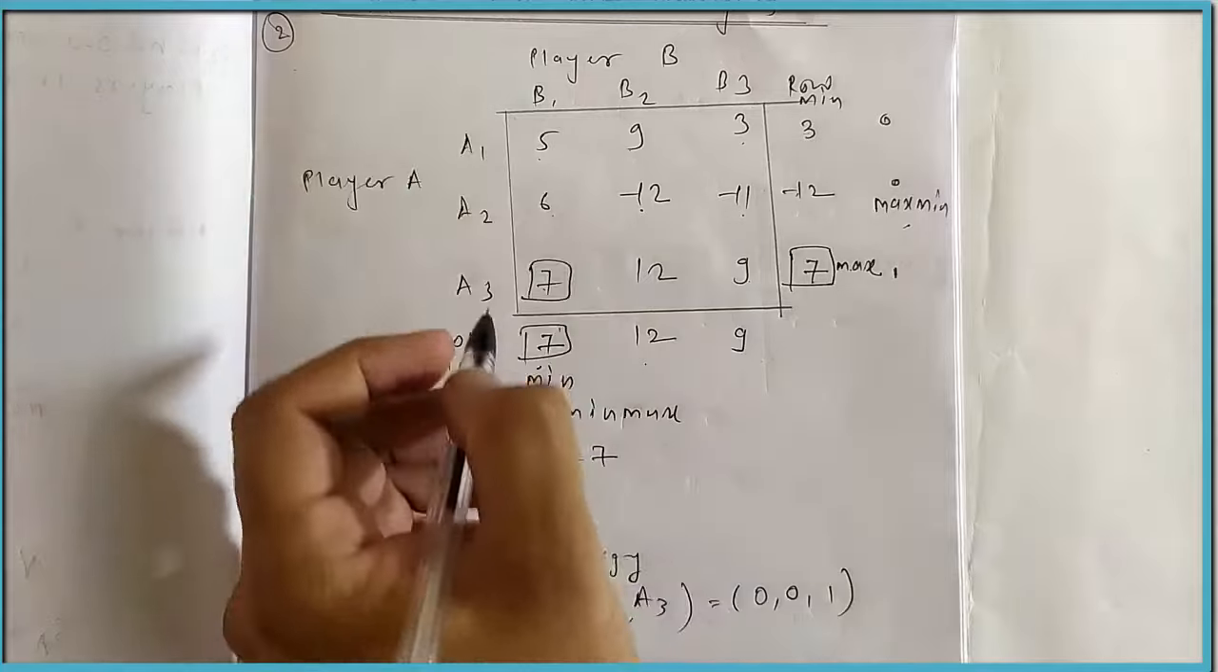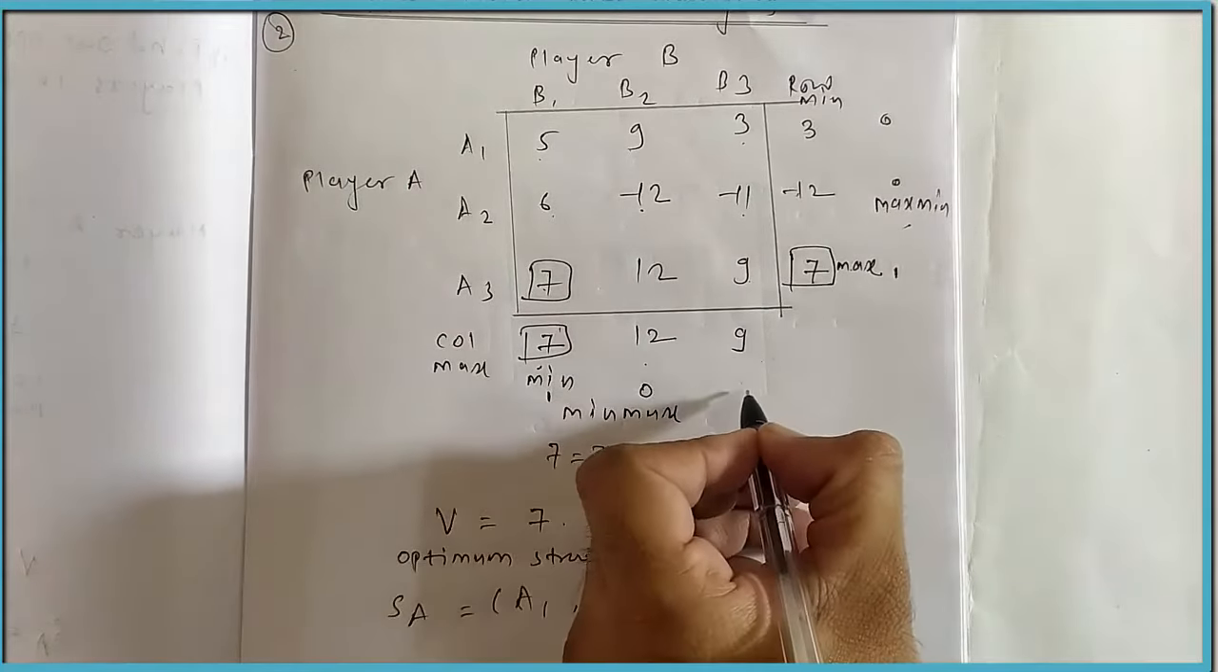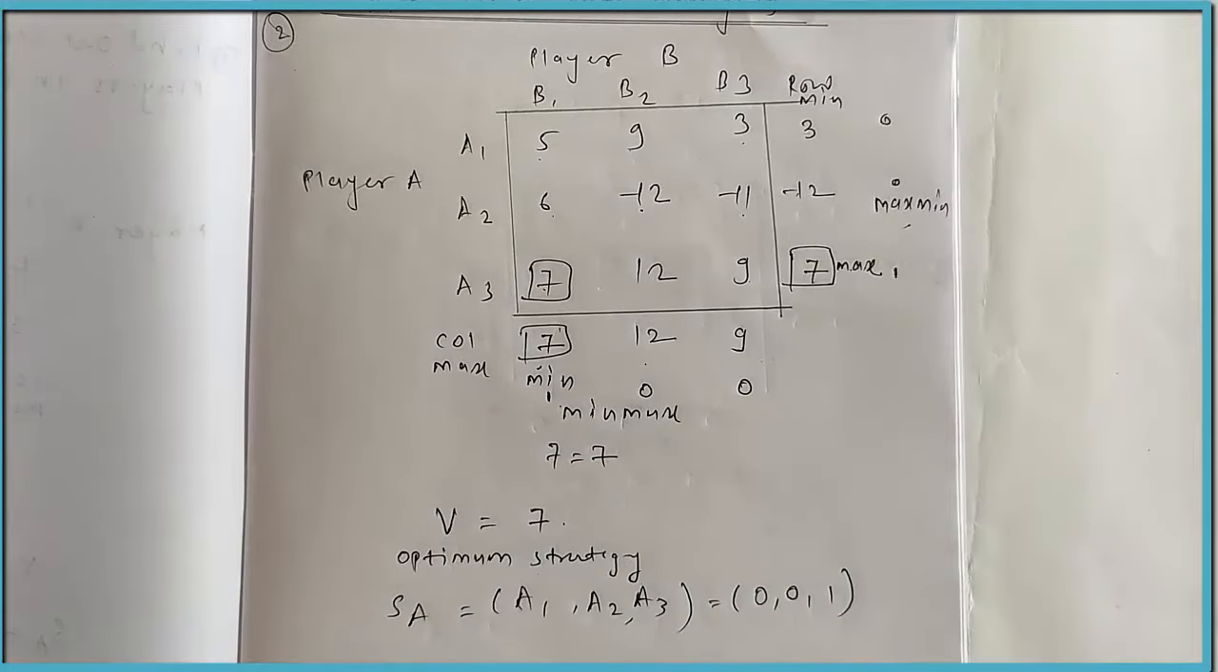And for player B, we have selected the B1 strategy. Therefore, here we will mark 1 and the remaining strategies we have ignored. Therefore, 1, 0, 0, 1, 0, 0.